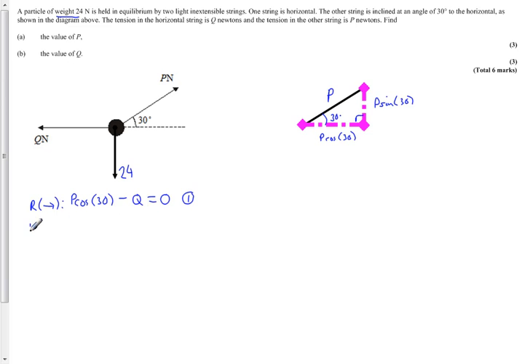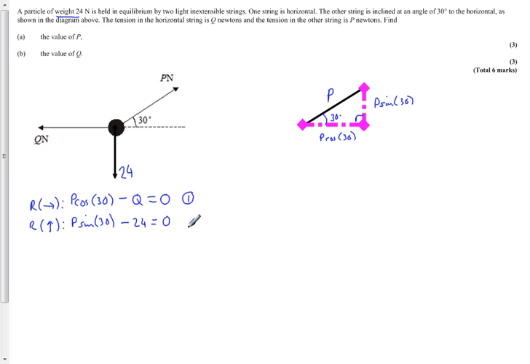And let's resolve vertically to get our second equation, because this equation has got two unknowns. Let's have a look. What's acting up? The vertical component of P, P sine 30. And what's acting down? Minus 24 is equal to 0.